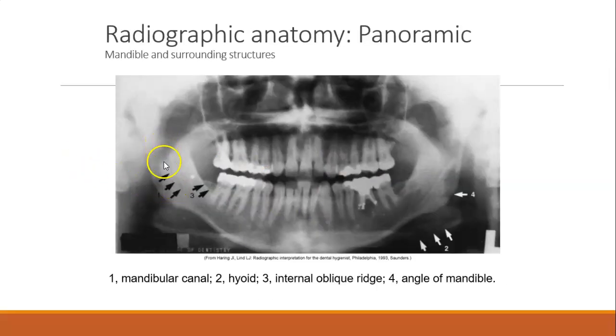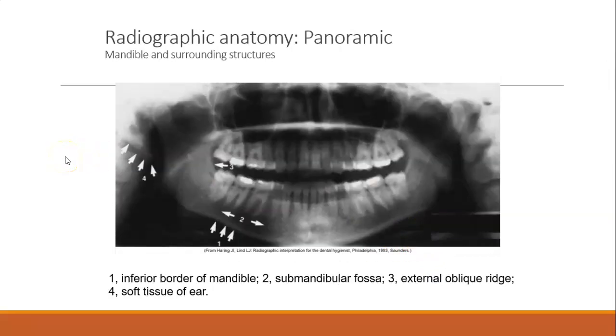Here we can see again the mandibular canal. We can see the internal oblique ridge through here. We can see the angle of the mandible here and here. That's the angle of the mandible. And then the hyoid bone is up a little high here. That's the hyoid bone. Sometimes it comes down a little lower. Let's see, we have the inferior border of the mandible. So there's the angle of the mandible and then the inferior border of the mandible.